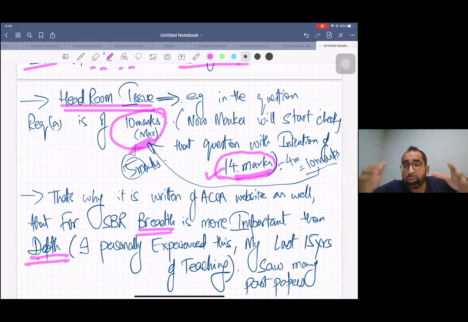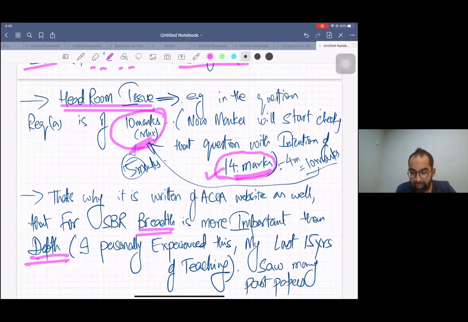What does it mean? It means do many things. Do summaries of all topics rather than doing 3 topics in extreme detail, better do 10 topics in summary. At least you know a little of everything, so that you can write something and you get some marks. If you do something, still you will get the marks. This is written by your examiner. I'm telling you, go and read on the ACCAglobal.com website. This is clearly written. Breadth is more important than depth.